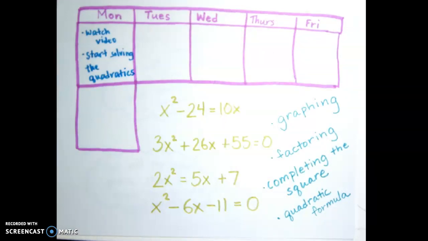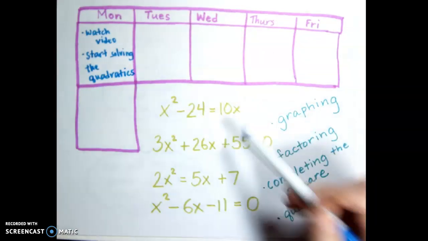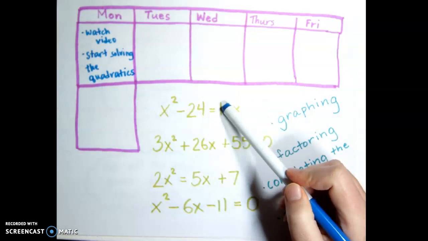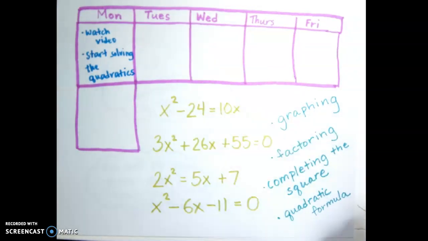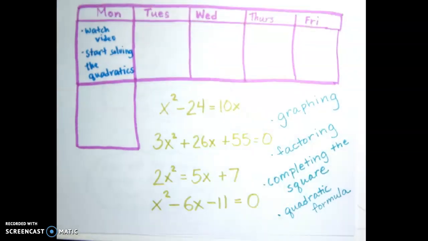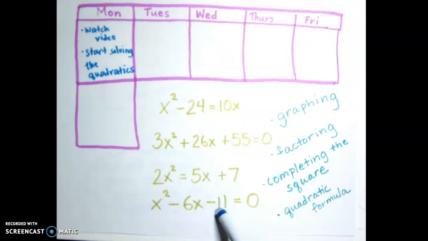Try solving each of these quadratics. Try solving this with graphing. Try solving it with factoring. Try solving it with completing the square. Try solving it with the quadratic formula. And then do that for each of your 4 equations. So that's what I would do on Monday.